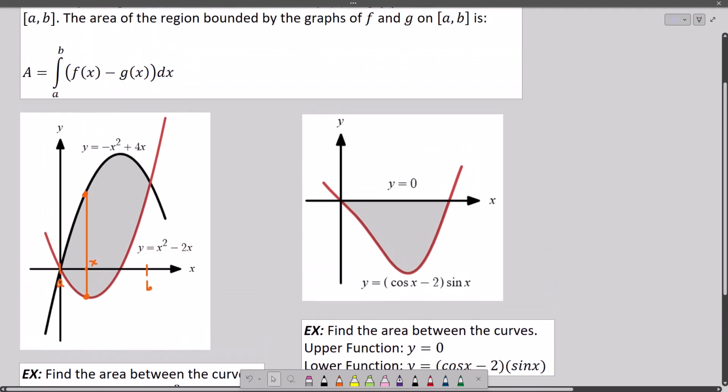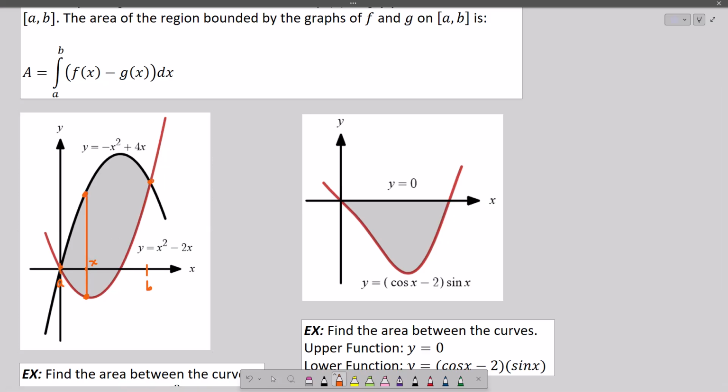How do we figure out these two intersection points? So if we want to find those 2 points, what are we going to do with the functions? Yeah, create a system, set them equal to each other. Yep. So if we set them equal to each other, we're going to have negative x squared plus 4 times x equals x squared minus 2x.